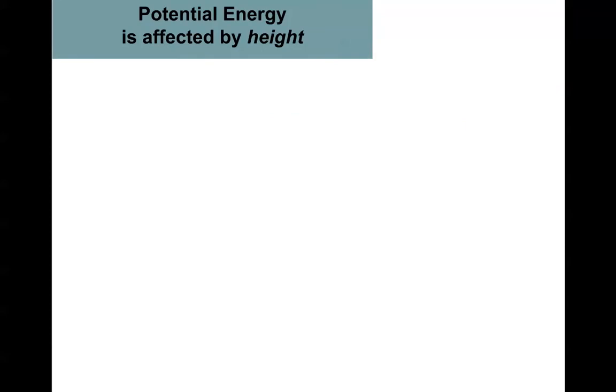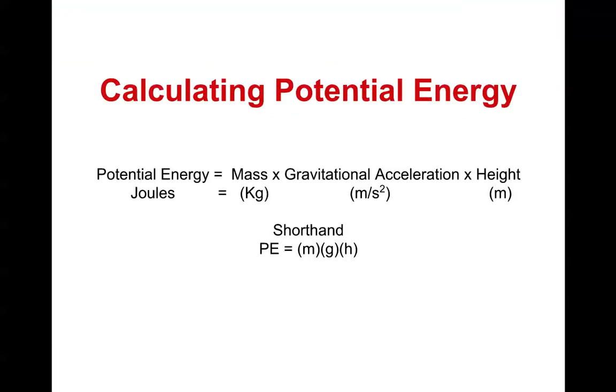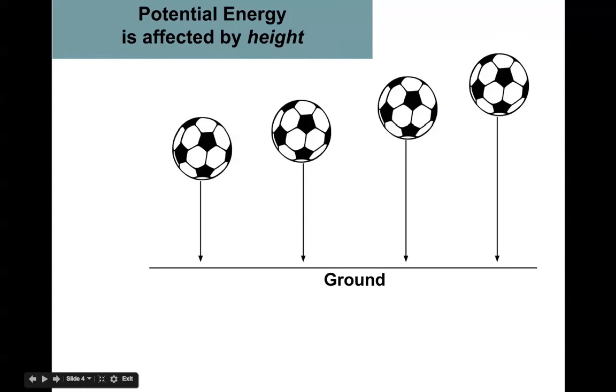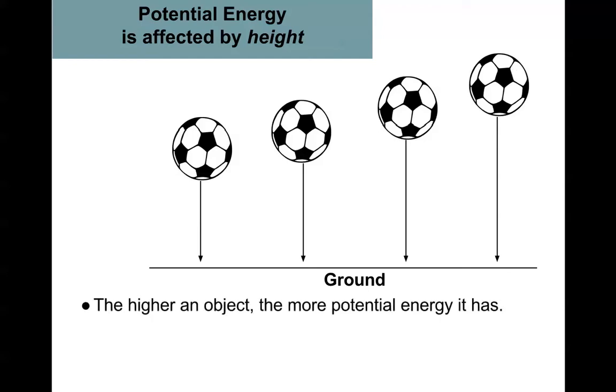So potential energy can be affected by height, because I'm going to go back for a second. If you have an object that's being pulled down like that ball and it's at a certain height, well, the ball's going to have more potential energy the higher up it is. And if you take a look at these balls, this ball, but at 4 different heights, or you can look at it as 4 different balls, 4 different heights. The higher an object is, the more potential energy it has.